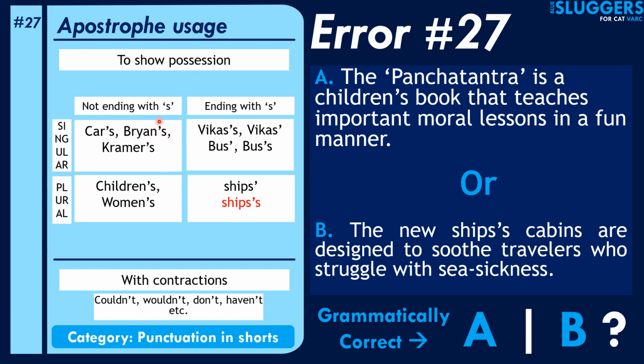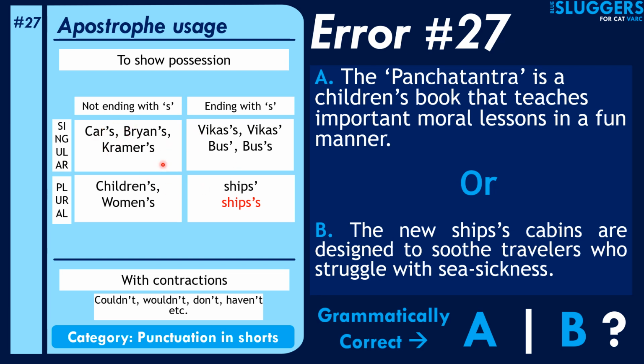So one is to show possession, and the other is to show contractions. For example, instead of could not, you can simply write couldn't. So that apostrophe stands for that missing letter there. Instead of would not, you'd write wouldn't. Instead of do not, you'd write don't. So these are basically the two functions of this punctuation. Now, contractions usually don't really create much problem, but in possessives, in fact, even possession is also quite simple, but still let's go through some very basic rules here.